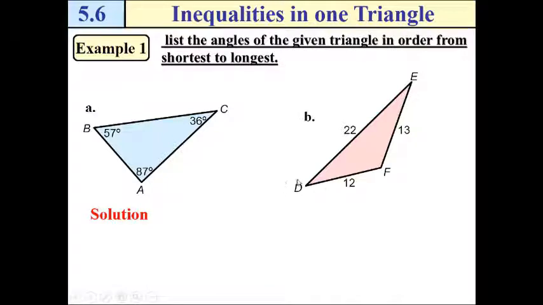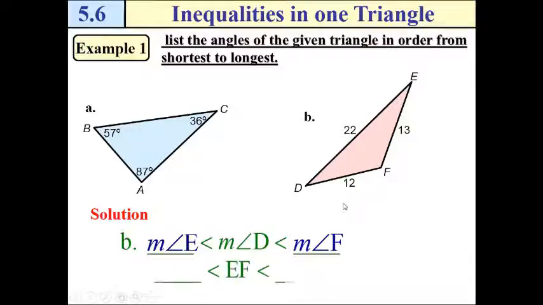In the same way, we can put the angles in order according to the given sides. The smallest side is DF, 12, then the opposite angle, angle E, is the smallest one. After that, the middle one, angle D, because it is opposite to side 13, and the last one, the longest side, ED, is opposite to angle F, the largest angle. Then the sides in order are DF, EF, and DE.